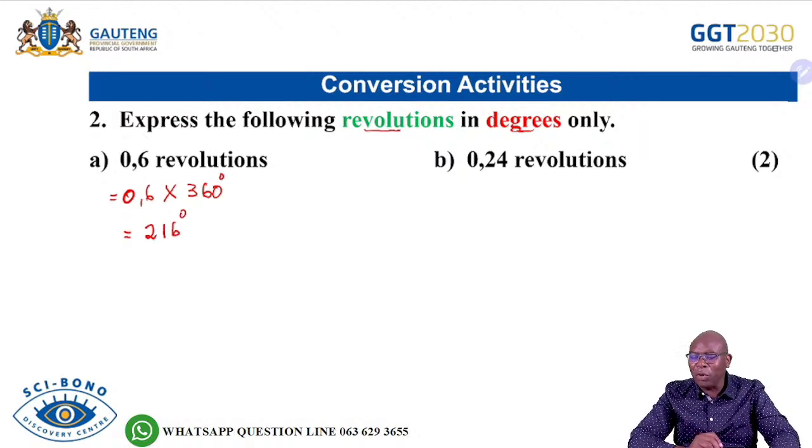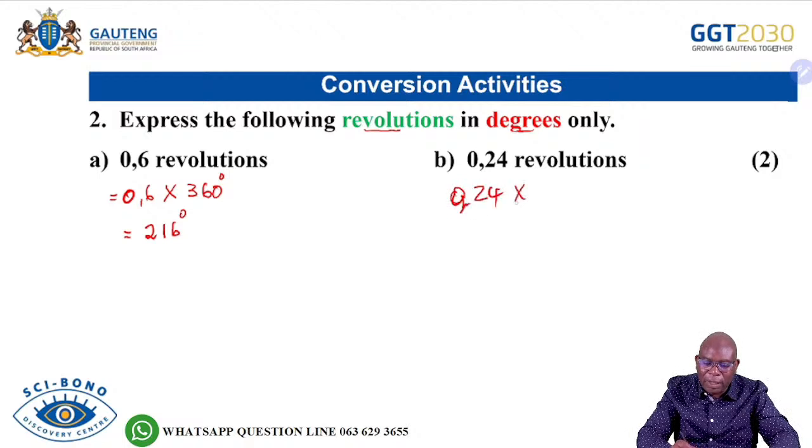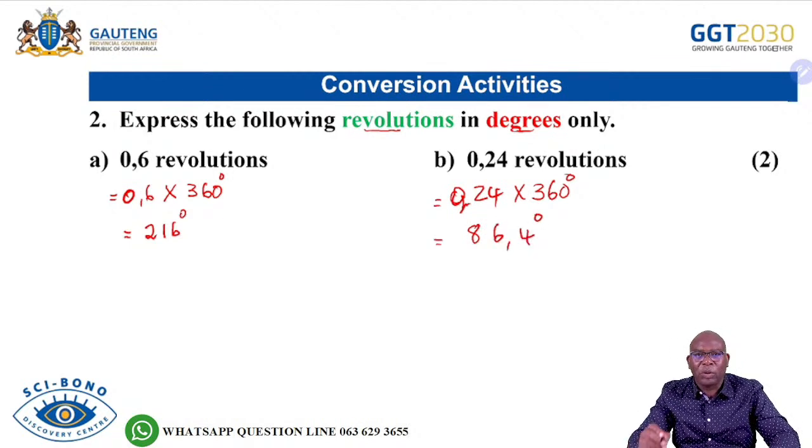Now 0.24 revolutions, remember revolutions are given. What do we do with the revolutions? We take the 0.24, then we multiply that by 360 degrees. Then we go to our calculator. Then I hope and trust you got 86.4 degrees. So that is the number of degrees that we have in 0.24 revolutions. So we've got revolutions and we need to find the degrees. We just multiply by 360.